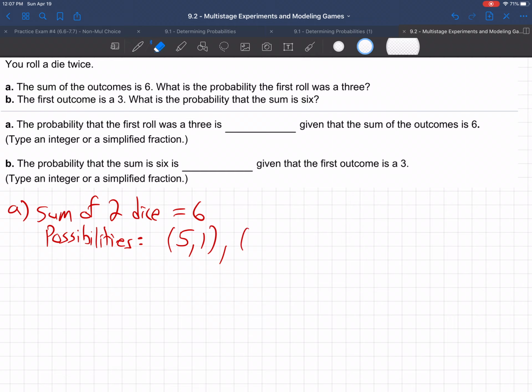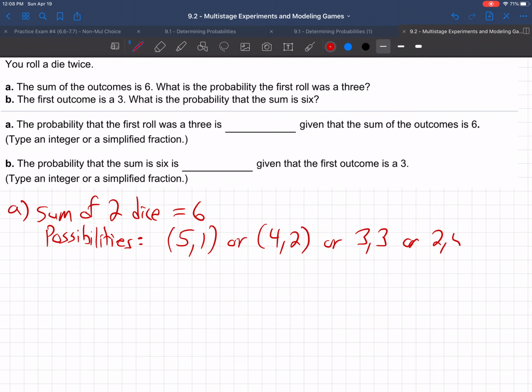Or, let me just put the word or, you got a 4 on the first roll and a 2 on the second. Or you got a 3 on the first roll and a 3 on the second. Or you got a 2 on the first and a 5 on the second. Wait, it had to be 6. I just messed that up. All right, let's go back here. This should be 4, and then or 1 and 5, right? I don't really need these parentheses here. Here we go.